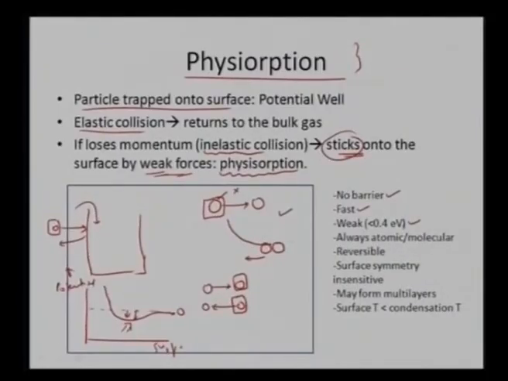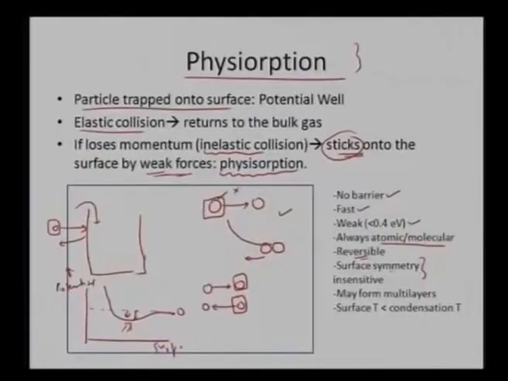That is what is happening here, and they are always atomic or molecular in nature. And since there is no chemical bond forming here, they are always reversible. At the same time, they are surface symmetry insensitive, because it is more like a physical movement of a particular atom to a particular location. So they remain insensitive to surface symmetry. In case the surface has some symmetry, they don't pick a particular symmetry. It may not want to go to a particular site, because they are not sensitive to the particular molecule which is sitting on the surface.